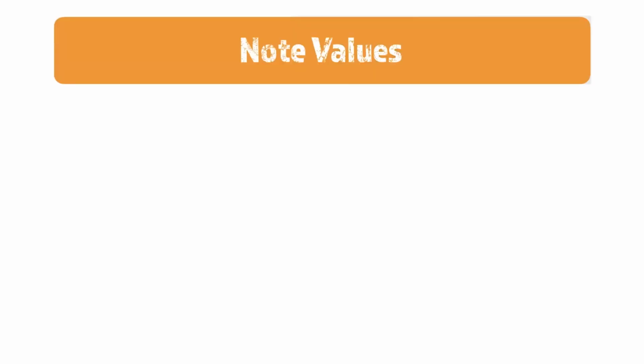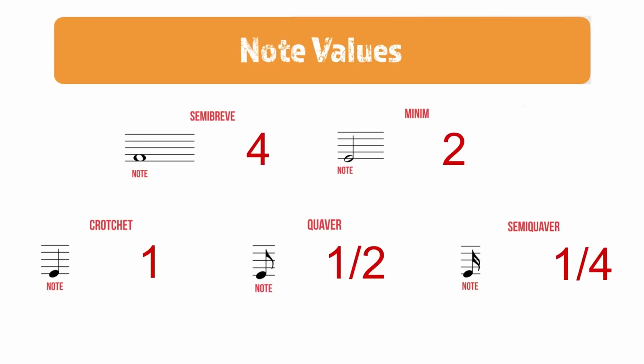We previously looked at several different types of notes, each one lasting for a different length. A semibreve lasts for 4 beats. A minim lasts for 2 beats. A crotchet lasts for 1 beat, a quaver lasts for half a beat, and a semiquaver lasts for a quarter of a beat.